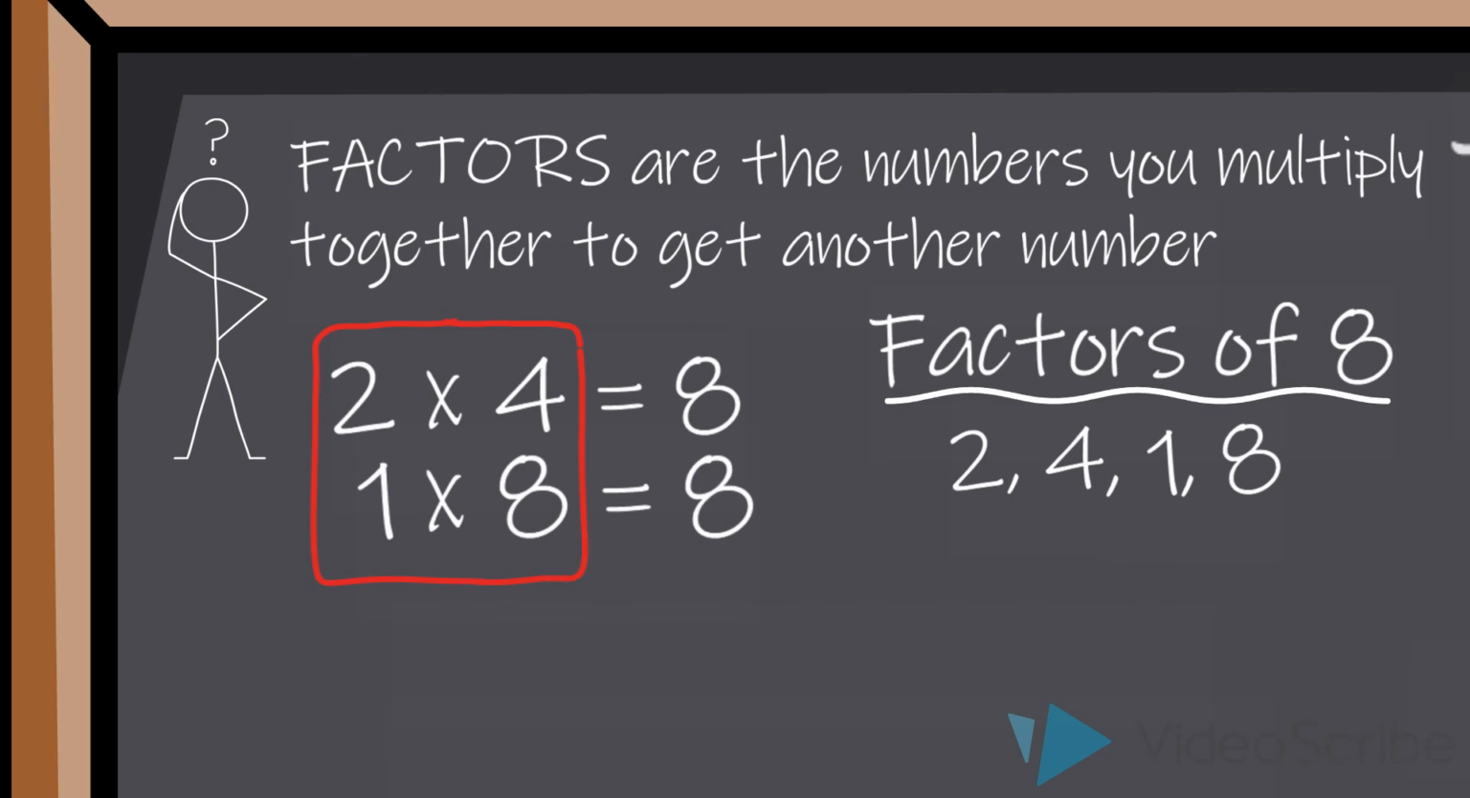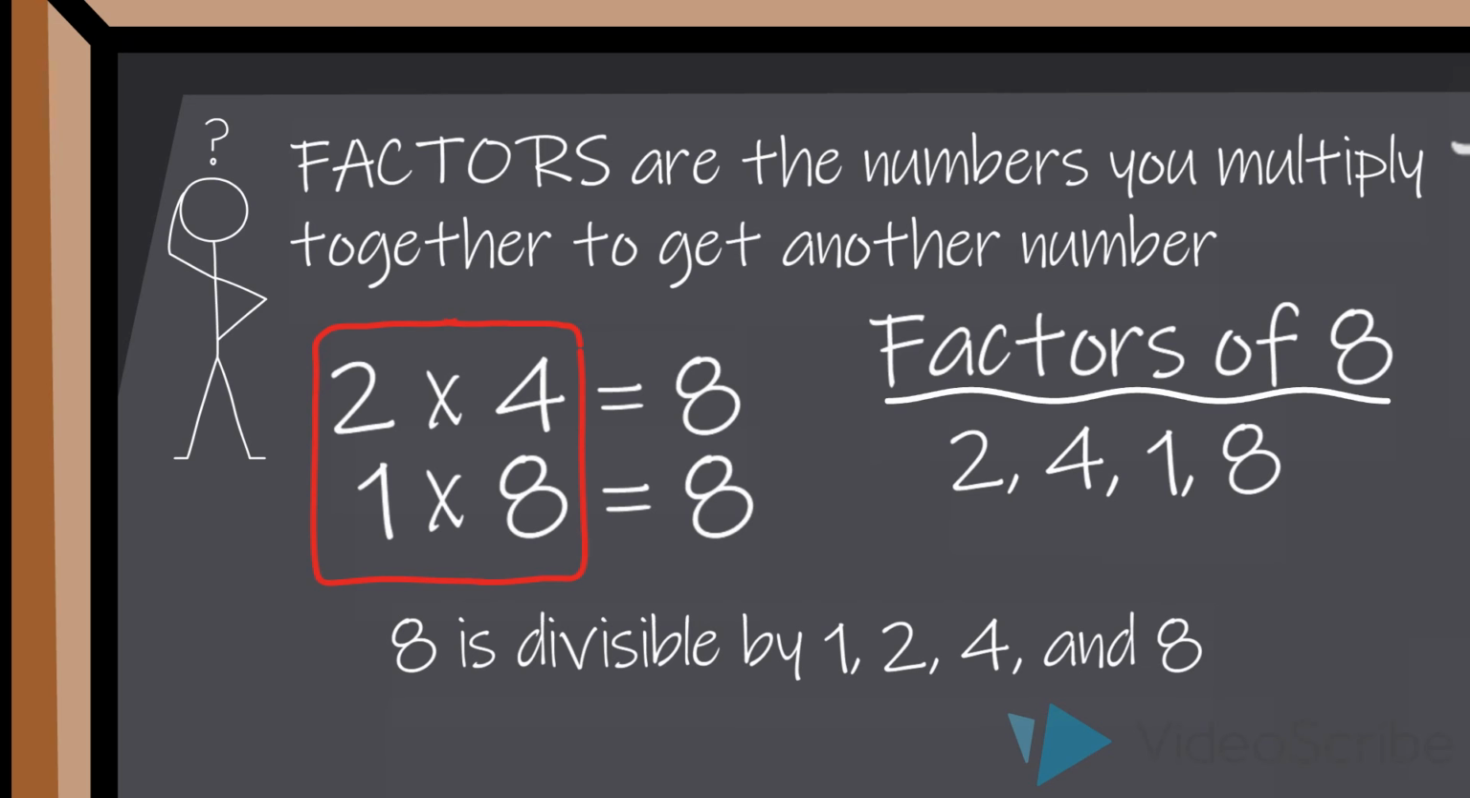One neat thing about factors is that a number is always divisible by its factors. This means that we can divide 8 evenly by 1, 2, 4, or 8.